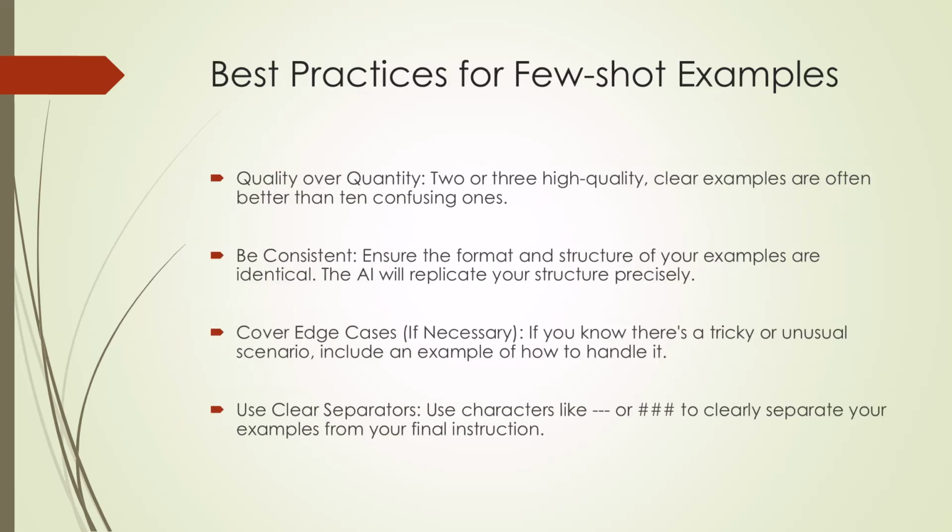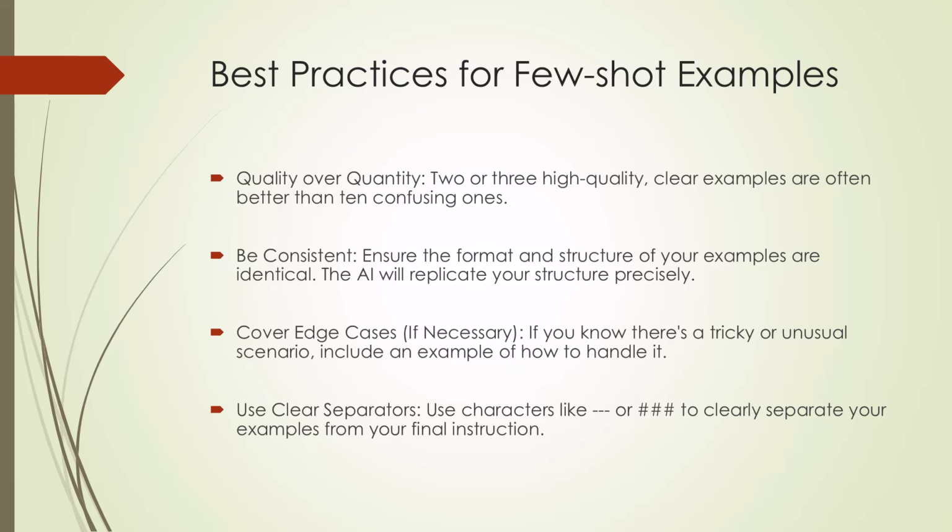As you build your own few-shot prompts, keep these best practices in mind. First, quality over quantity. 2 or 3 high-quality, clear examples are almost always better than 10 confusing ones. Second, be consistent. Ensure the format and structure of your examples are identical, because the AI will replicate your structure precisely. Third, if you know there's a tricky or unusual scenario, it's a good idea to cover that edge case in your examples. And finally, always use clear separators like 3 dashes or hashtags to clearly separate your examples from your final instruction.